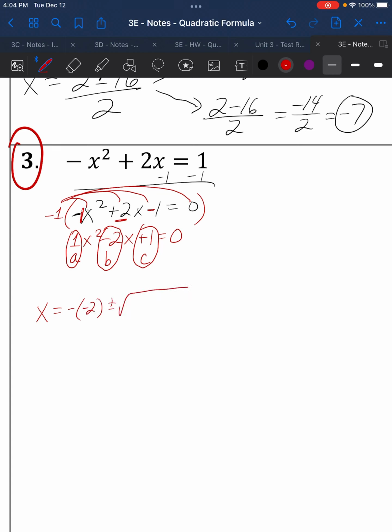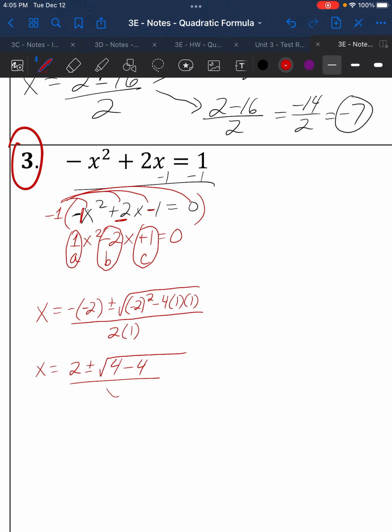So let's substitute in: negative b plus or minus the square root of b squared minus 4 times a times c, all divided by 2 times a. The opposite of negative 2 is positive 2. 2 squared is 4. 4 times 1 is 4. Divided by 2 times 1 is 2. Oh, that's weird, what happened there. Now I'm going to keep simplifying underneath the square root. 4 minus 4 is 0.